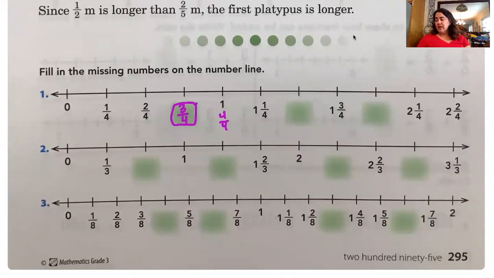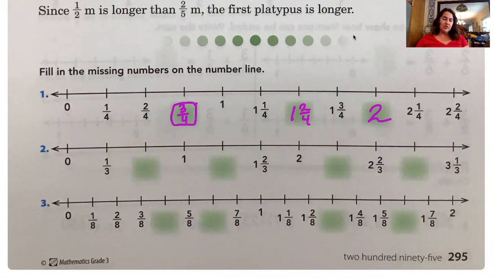Then we have 1 and 1/4. What would be next? Mila. 1 and 2/4. Right on. Good job. Then we have 1 and 3/4. What comes next? It would be 1 and 4/4, but I already told you that any number over itself is 1. So what's 1 plus 1? 1 plus 1 is 2. Good job, second graders. All right, let's keep going.